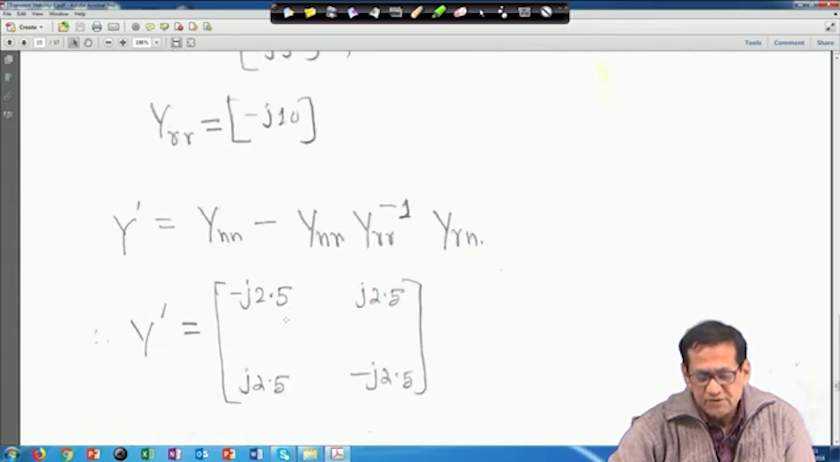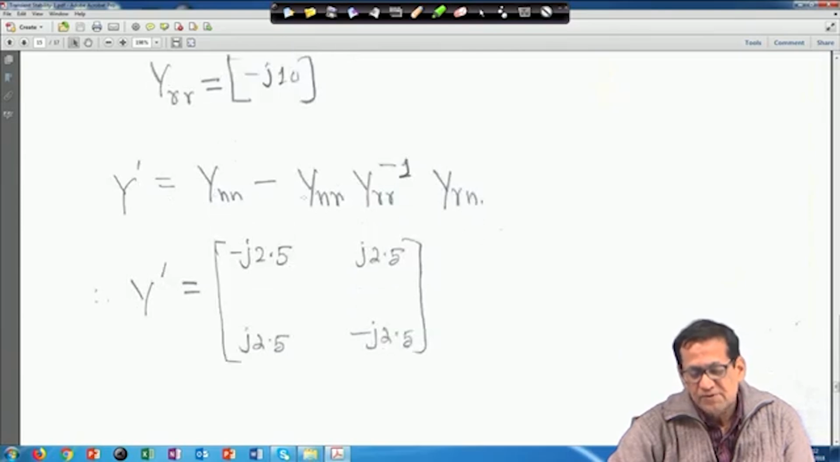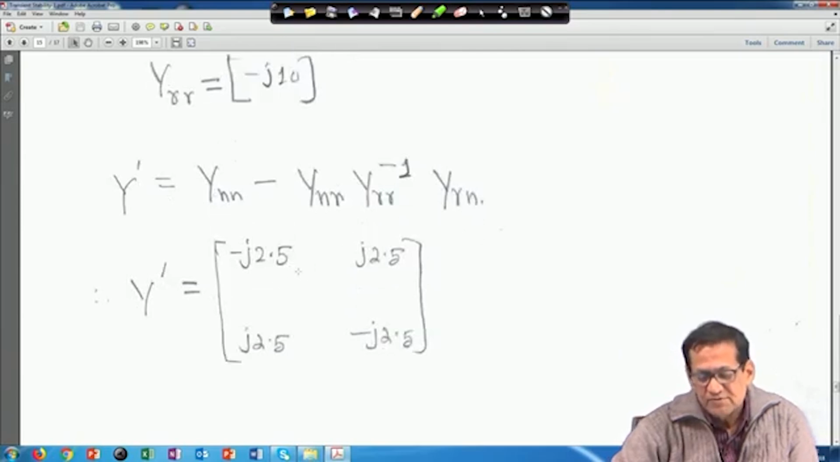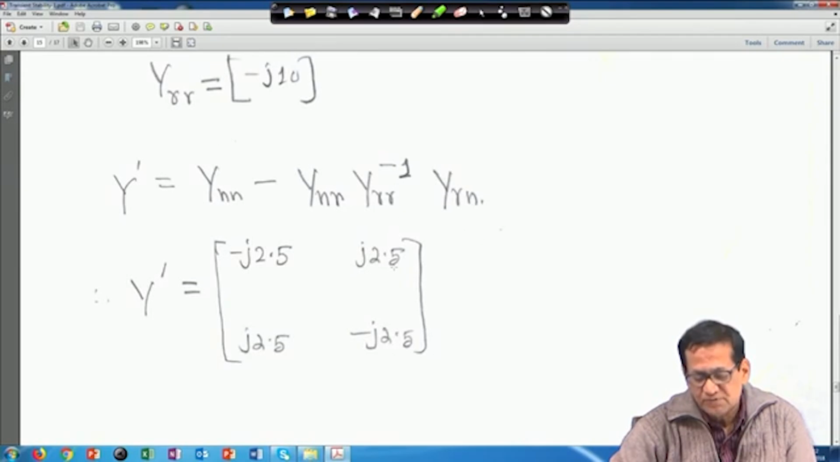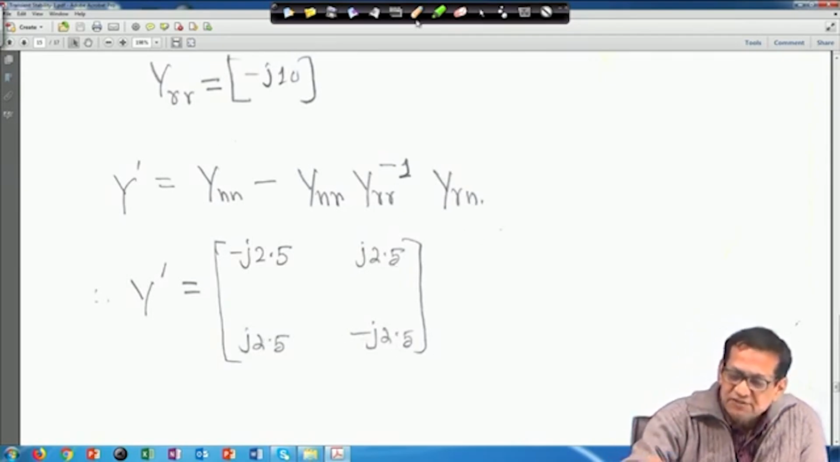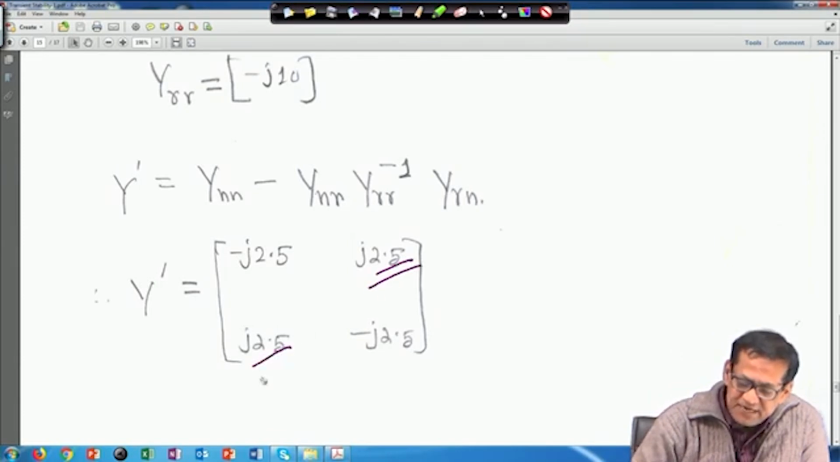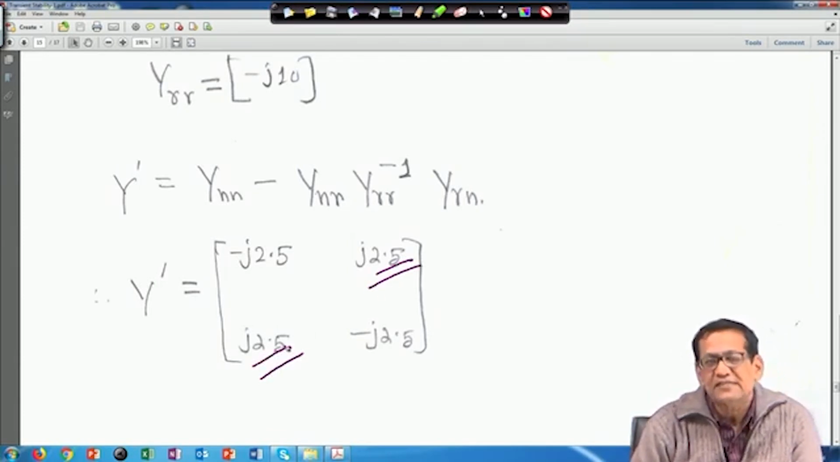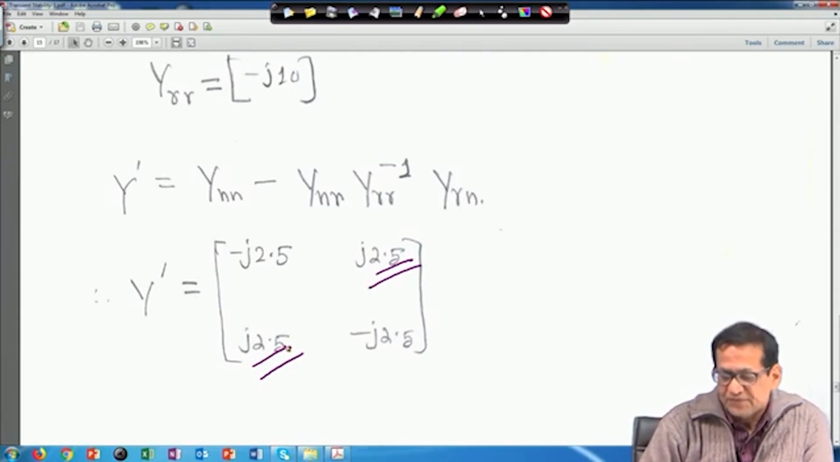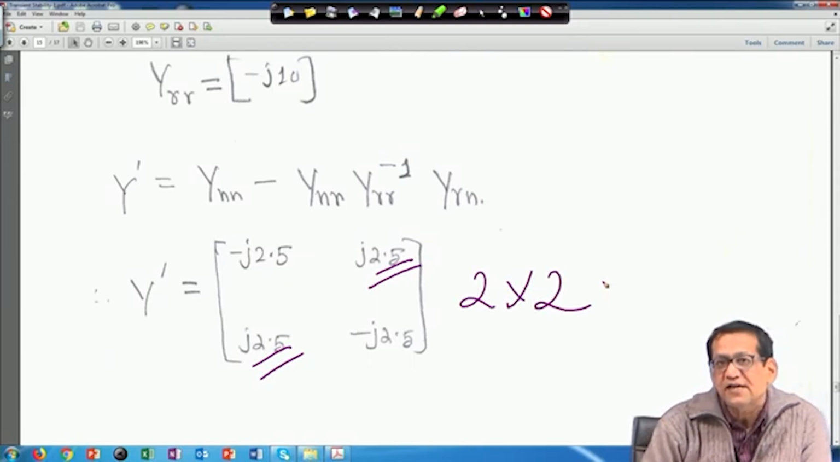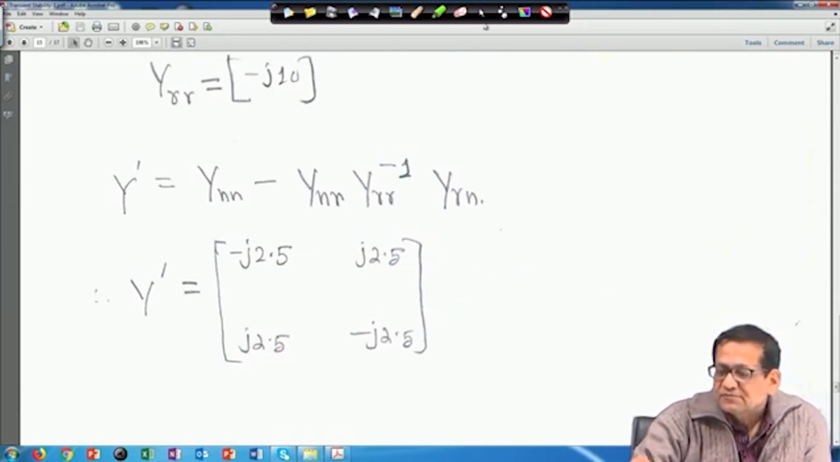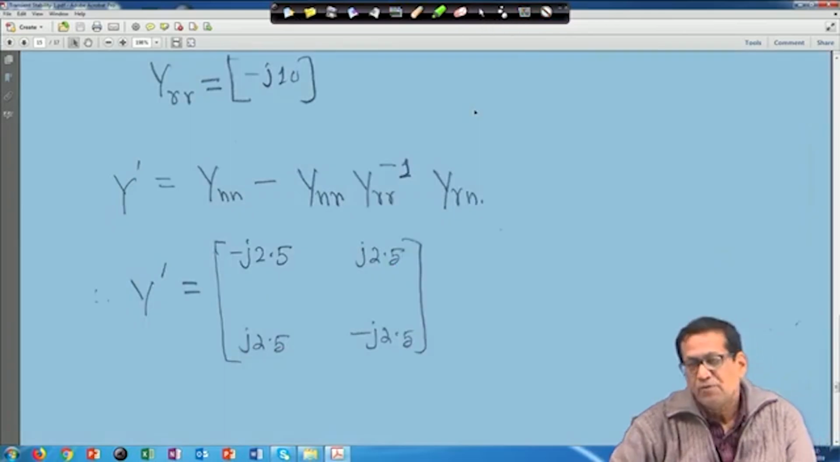If we substitute all these things, Y dash will be minus j2.5, j2.5; j2.5, minus j2.5. This matrix is generally symmetric for a 3 phase fault, because Y12 is equal to Y21. This is simply a 2 by 2 matrix, and this is your pre-fault matrix.